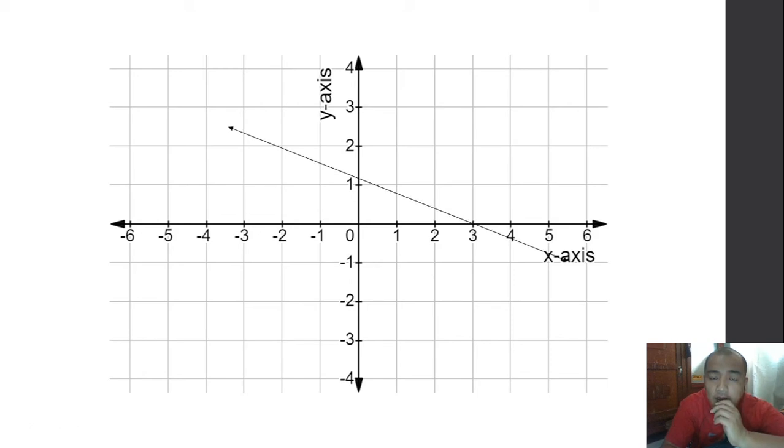So graphing the equation, this is the graph of 2x plus 5y equals 6. You can see the x-intercept is 3, while the y-intercept is 6/5 or 1.2. That's it. The x-intercept is 3, the y-intercept is 6/5 or 1.2, right?